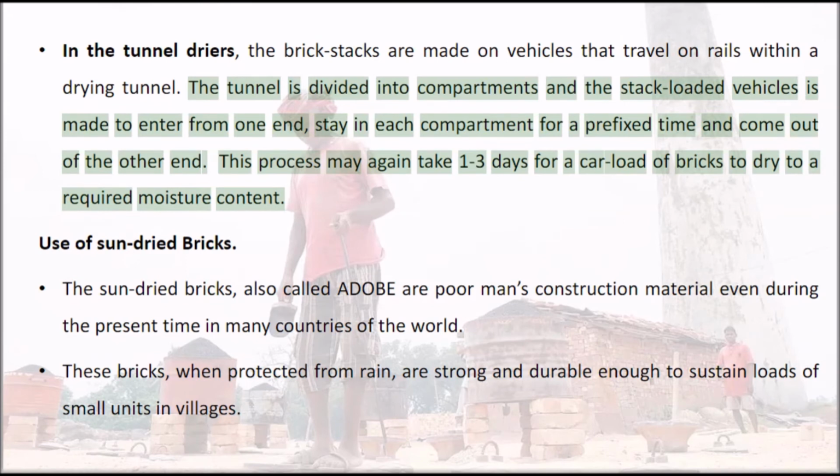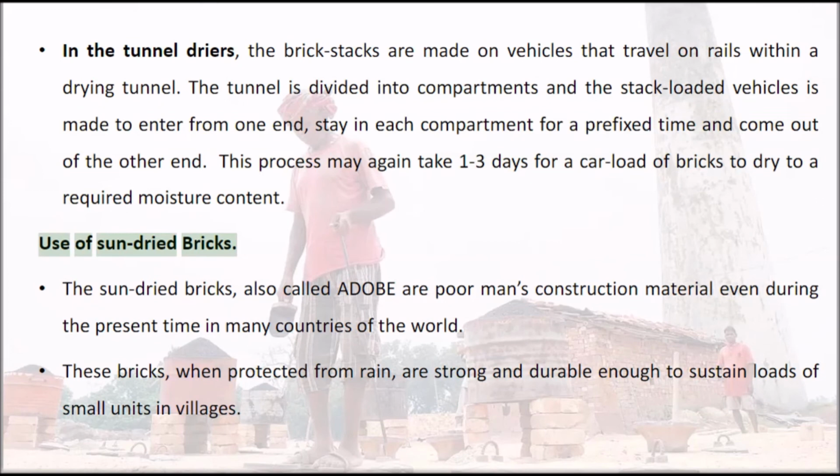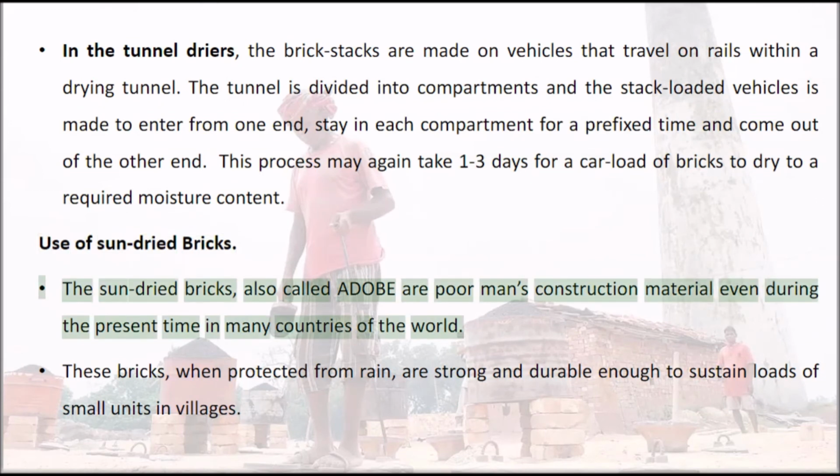Use of sun-dried bricks. The sun-dried bricks, also called adobe, are poor man's construction material even during the present time in many countries of the world. These bricks, when protected from rain, are strong and durable enough to sustain loads of small units in villages.